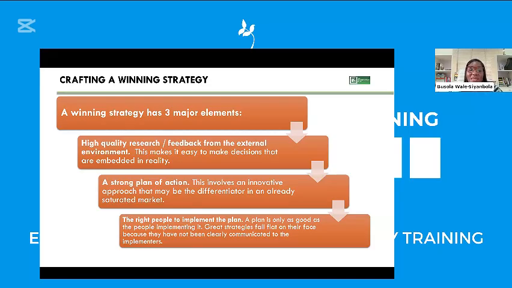A second thing is a strong plan of action. This involves an innovative approach that may be the differentiator in an already saturated market. And of course, the right people to implement the plan. A plan is only as good as the people implementing it. Great strategies fall flat on their face because they have not been clearly communicated to the implementers, or you don't even have the right people to implement.